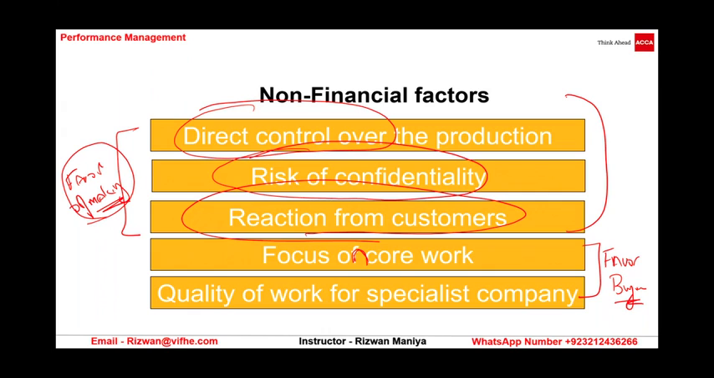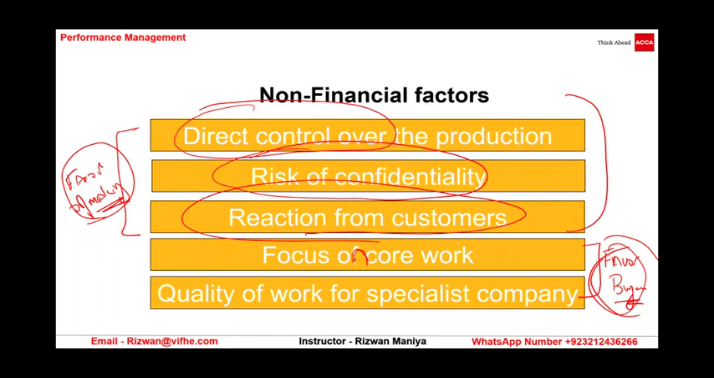Secondly, the specialist company will be giving you good quality work, because that is a specialist company, and because they are specialists, if you buy from them or outsource to them, they can give you good quality in relation to that product. Which means if I outsource notes making work to a person who is a specialist in making notes, he will give me good quality notes, right? So these are points in favor of buying.